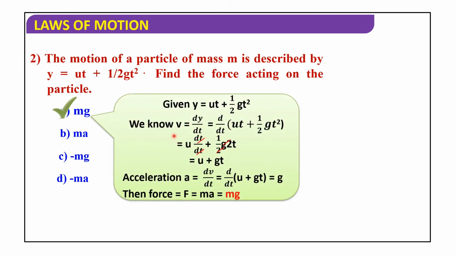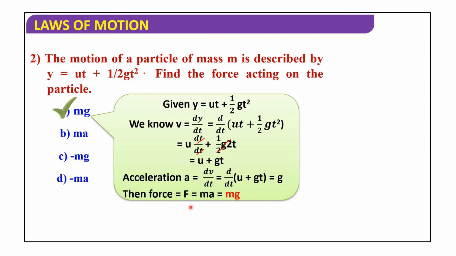See here, given the expression y = ut + ½gt². We know that v = dy/dt. Substituting y, that is d/dt of (ut + ½gt²). Differentiating, ut with respect to t gives u, and for ½gt², d/dt of t² is 2t, so ½g × 2t. So v = u + gt. Now acceleration a = dv/dt, so d/dt of (u + gt). Here du/dt is zero, plus g, since dt/dt is 1, which is g.